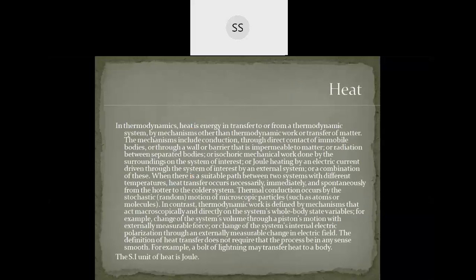So the introduction to heat is basically an energy. It is the total internal energy of a body. Internal energy means kinetic energy plus potential energy. The total energy, kinetic energy plus potential energy of the body, is called heat energy. Heat can be transferred from one body to another, and the SI unit of heat is joule. That is the introduction of heat.